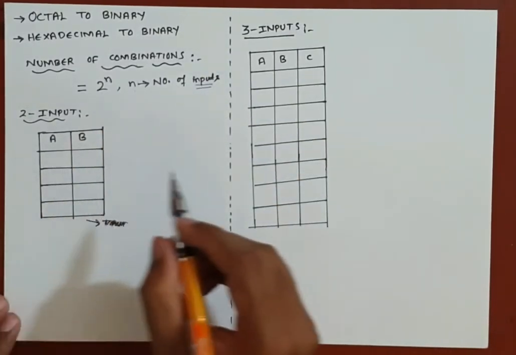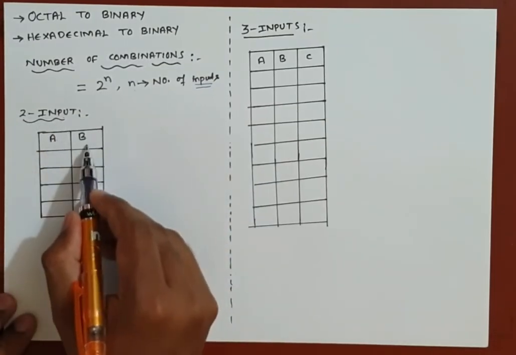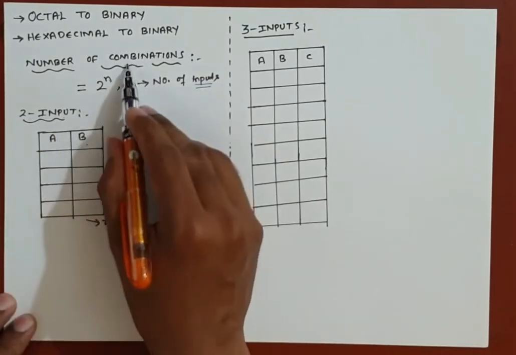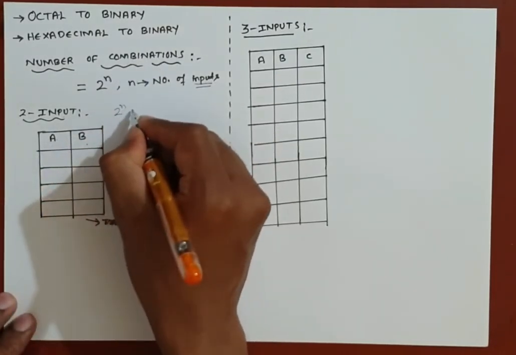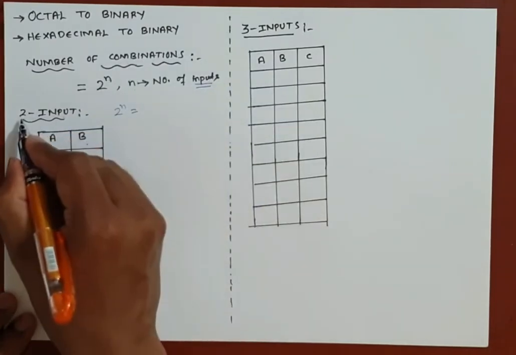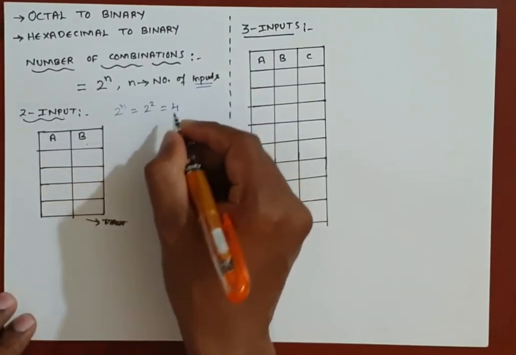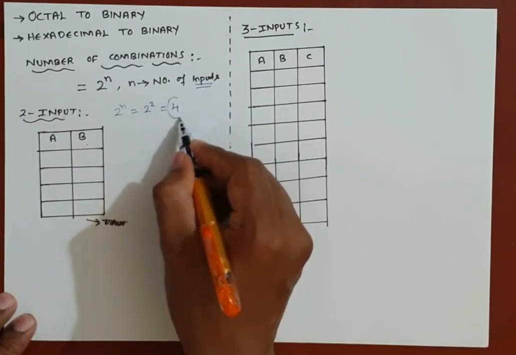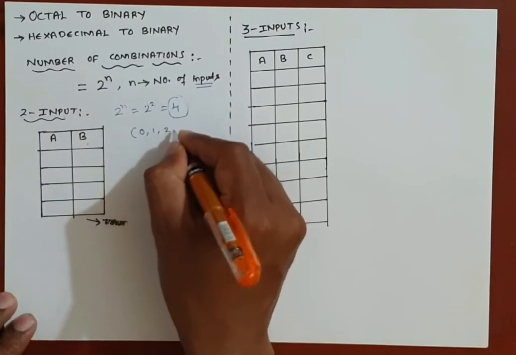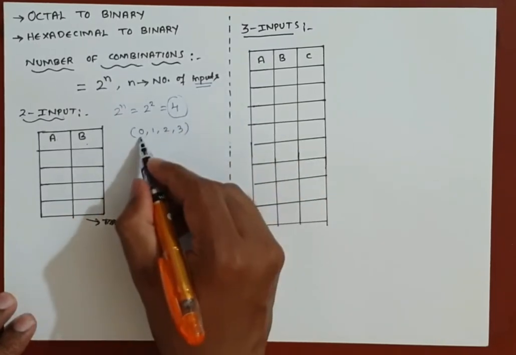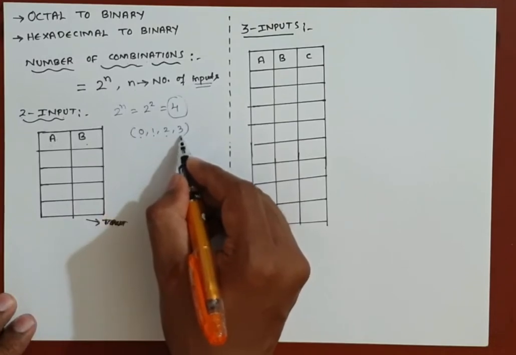Now let us assume that we have only two inputs, A and B. For these two inputs you have to find the number of combinations. 2 power n is the formula to find the number of combinations, and since we have two inputs, it is 2 power 2, which is equal to 4. It means we have a total of 4 combinations, starting from 0, 1, 2, 3. 0 is the first combination, 1 is the second, then the third and fourth combinations.